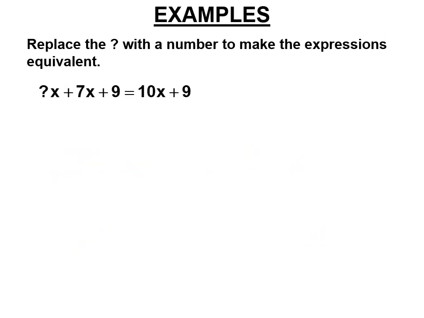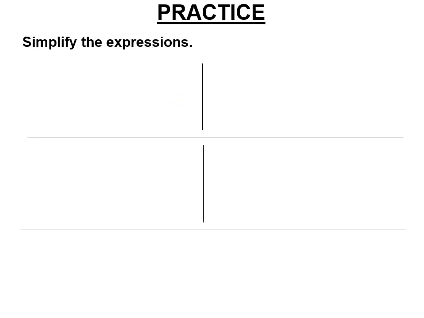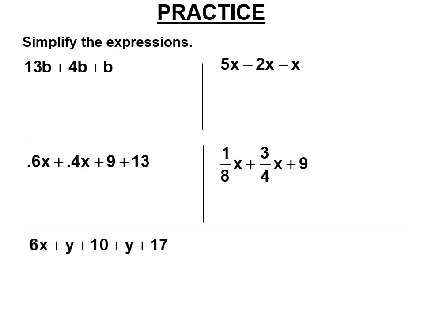All right, so what does that question mark have to be to make that true? Well, we have a plus 9, so that's not it. So what x plus 7x equals 10x? Well, hopefully you can see the question mark must be a 3. So let's practice this. So 13b plus 4b plus b is 18b, right? Because there's 1 there. Order of operation. Now that commutative property there, you could have added that in any order because it's addition. On the left here, once you put subtraction in there, you're doing order of operations.